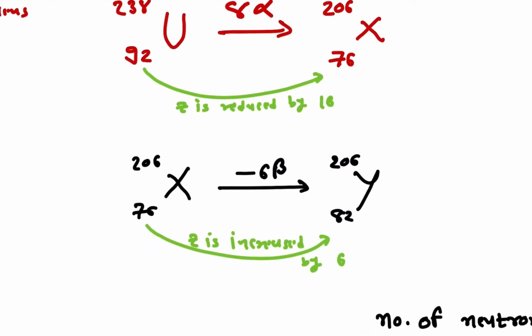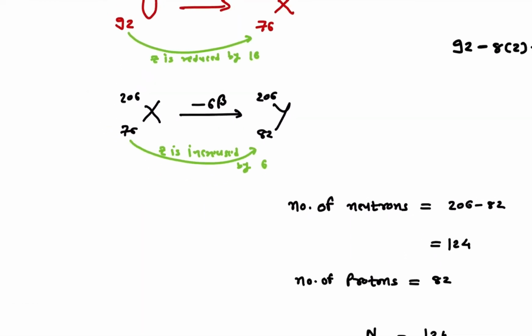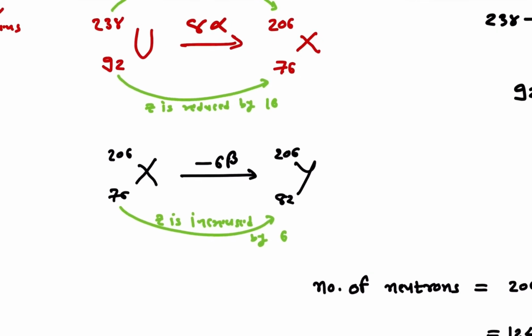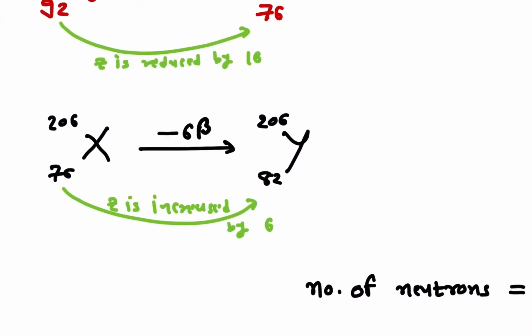Now in case of negative beta decay, that is 6 beta. After 6 beta decay, what happened? The atomic mass number A remains the same, but the atomic number or number of protons is increased by 6. So 76 plus 6 becomes 82. So after 8 alpha and 6 beta decay, the daughter nucleus is Y 206 82.